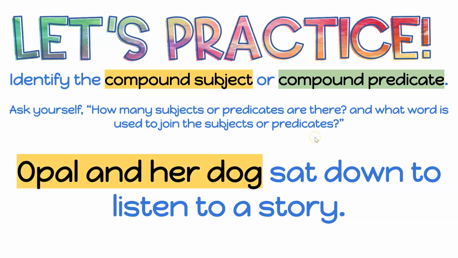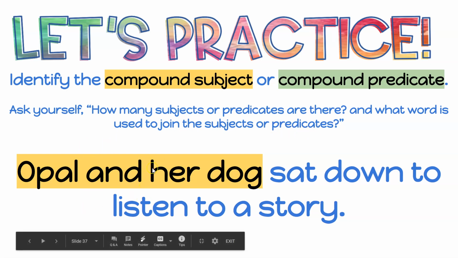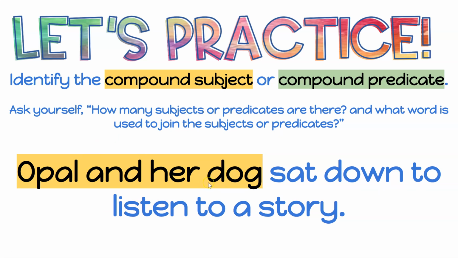That's right. It's a compound subject. This sentence is all about not just Opal and not just her dog, but both of them. And we know that because the coordinating conjunction and is connecting both Opal and her dog. They happen to be doing the same action, which is sitting down to listen to a story.